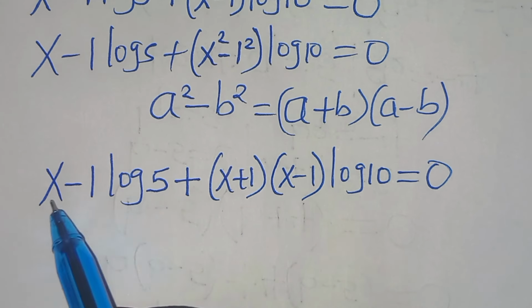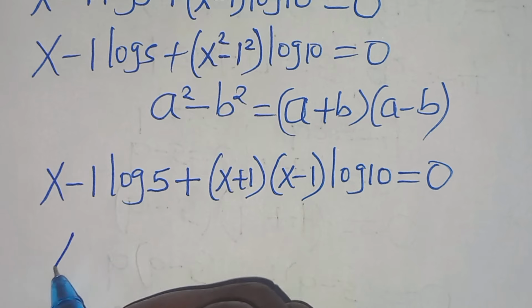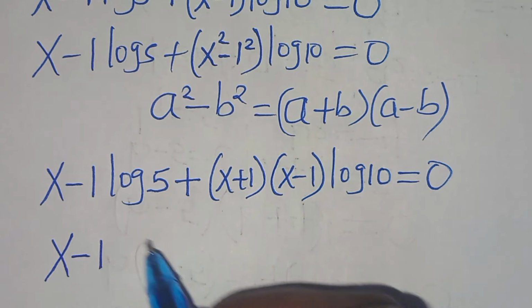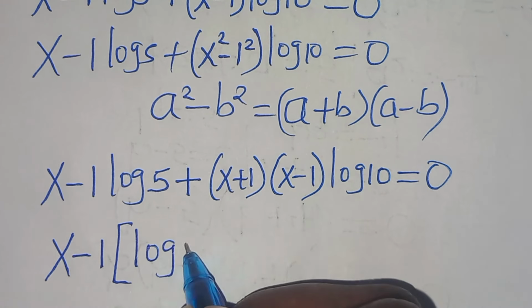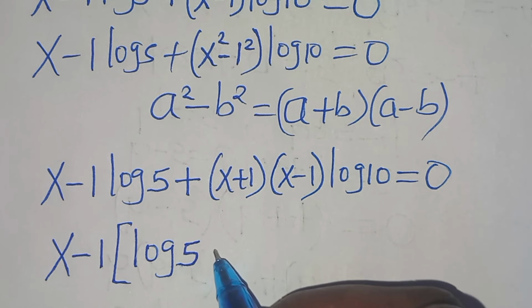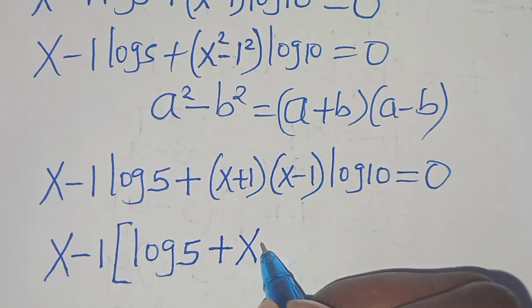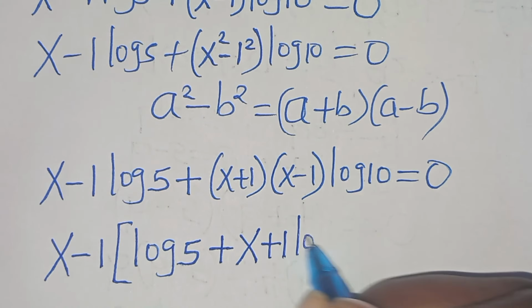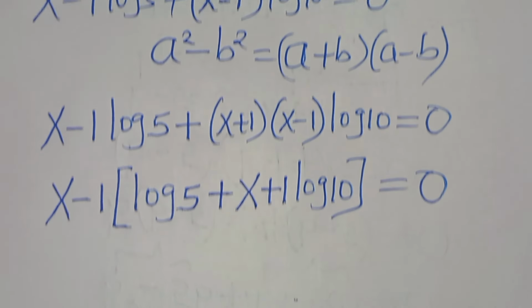Now we have that x minus 1 is common here. So we can factor out x minus 1. Into the parentheses we have log 5 plus x plus 1 log 10. This is equal to 0.